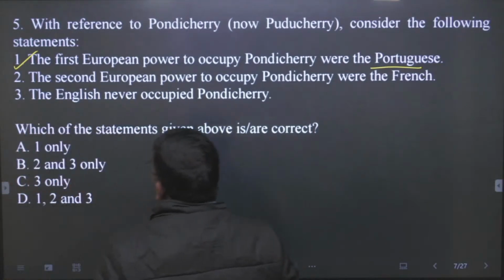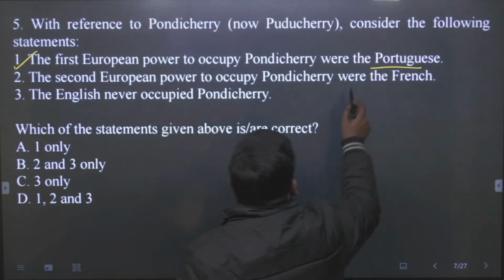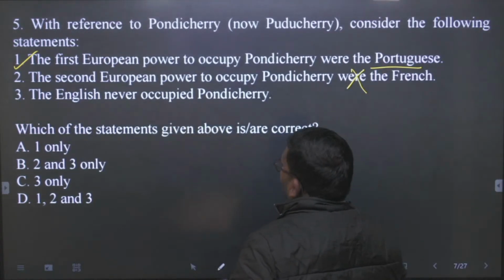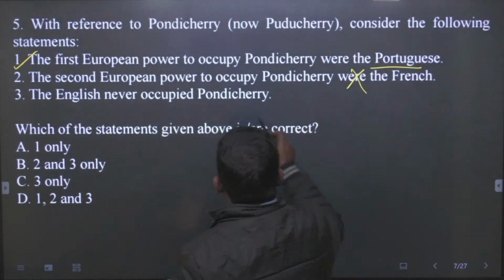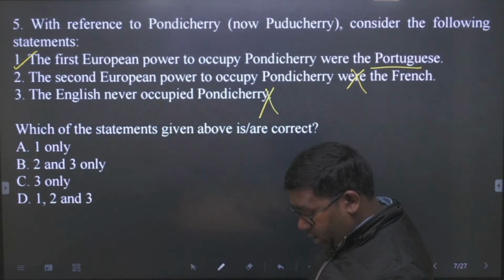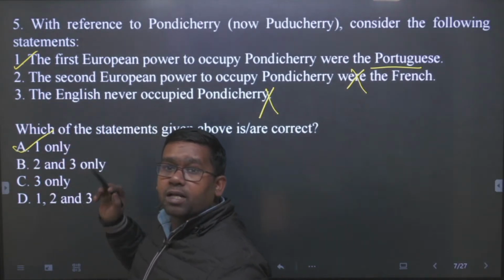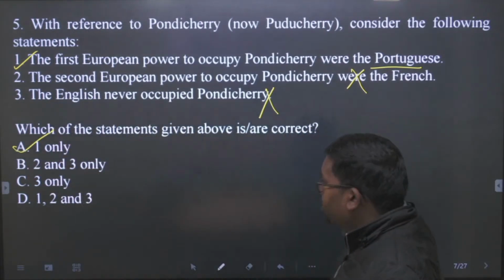Medieval times. The second European power to occupy Pondicherry were the French. False. It is not the second one, right, they were not second. The English never occupied Pondicherry. It is also false. So two statements are false. So technically the answer of this question will be A only. Okay, A will be the answer of this question. Let us discuss the next one.